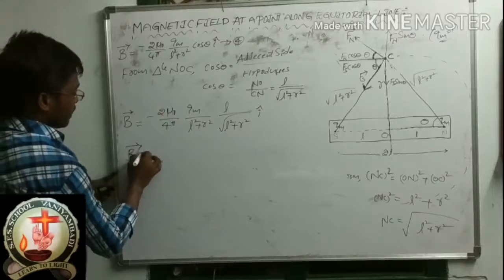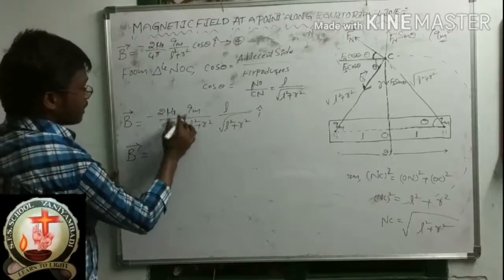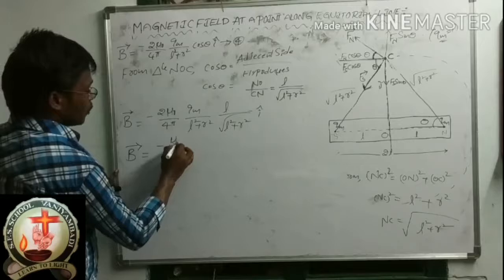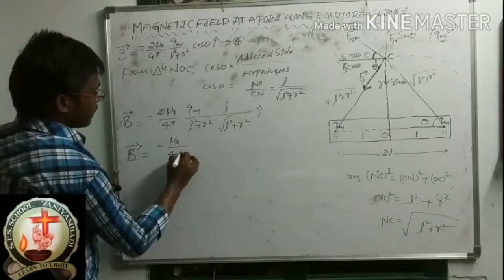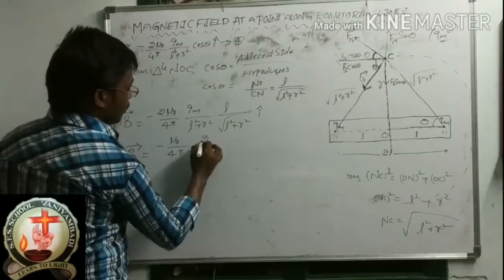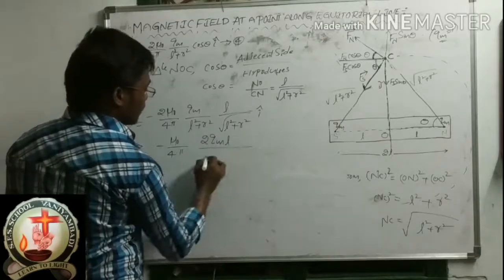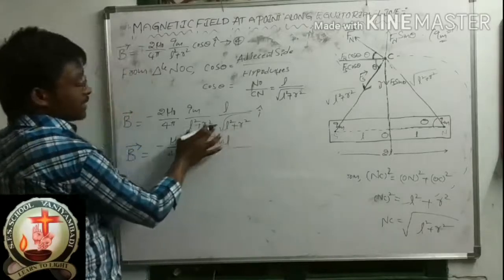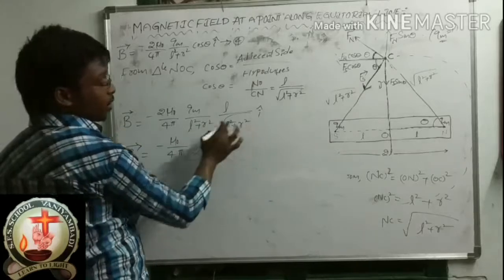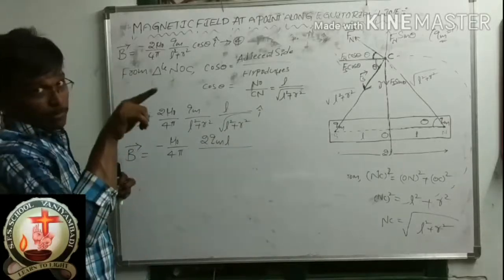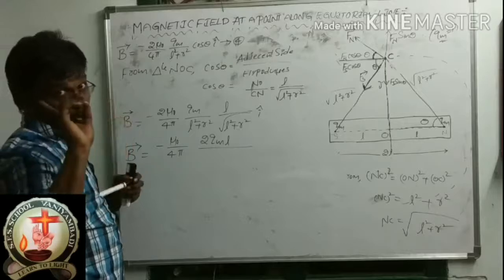B bar is equal to minus mu naught by 4 pi, 2 QM L by, here this is L square plus R square under root. Under root L square plus R square, what is the value? 1 by root 2, correct now?